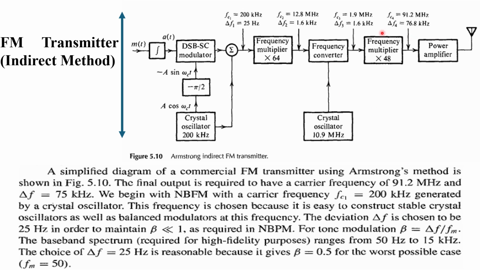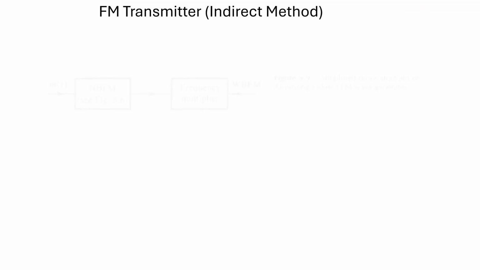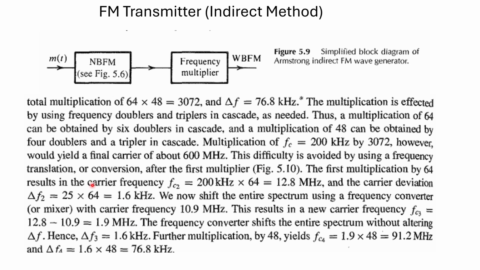Similarly, finally we will shift your frequency, and at the final frequency shifting we will receive fc4, that is 1.9 into 48, that is 91.2 megahertz. Clear? So this is the summary here, a simplified block diagram of your Armstrong indirect wave generator. Sometimes if you need to draw the block diagram for the indirect method of this FM transmitter, you can use this block diagram as well, that is NBFM along with the frequency multiplier, right? So the previous slide and this slide are both the same, this is the shortcut.